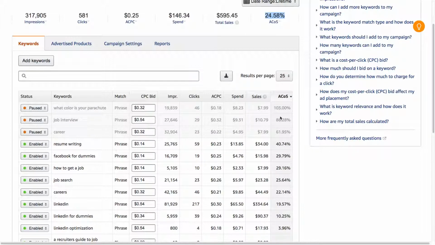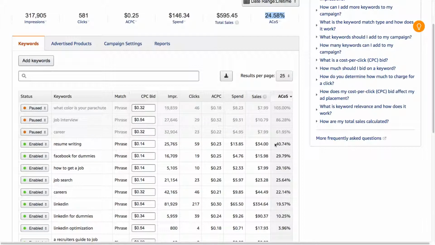But actually looking down this list, I can see that there's still some kind of questionable ACOS levels here, especially this one, 40.74%. Now, the metric I like to use to actually evaluate whether or not a keyword is profitable is something called average cost of profit. That means how much money you're actually making from the campaign. And if it's over 100%, you're losing money on the campaign.